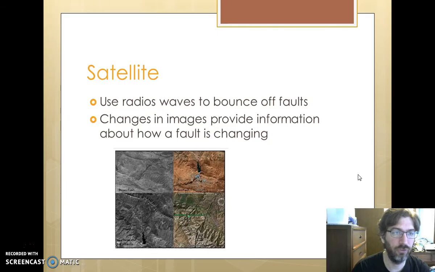Lastly, we're going to use satellites. Satellites are going to use radar waves, very similar to how sonar works. However, radar waves are light waves as opposed to sound waves with sonar. Basically, we're going to bounce radio waves off of fault lines and take satellite images and then compare the satellite images to see how it has changed over time.